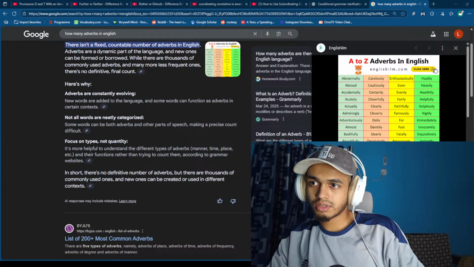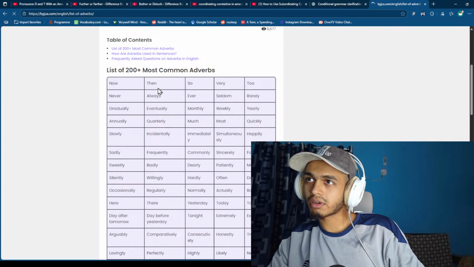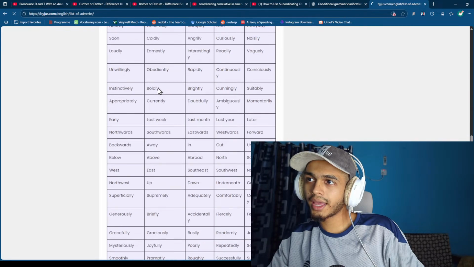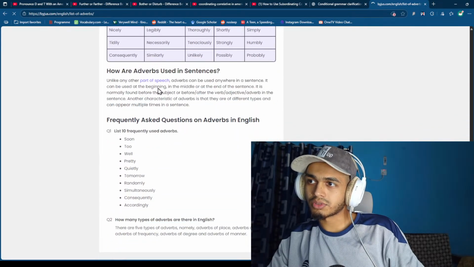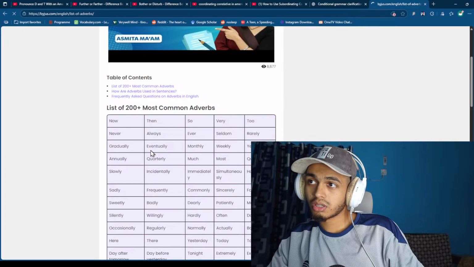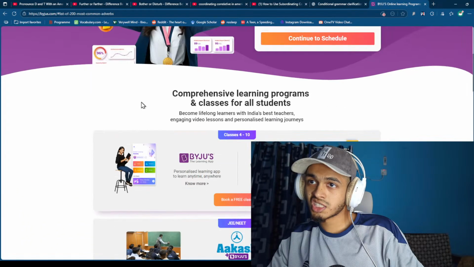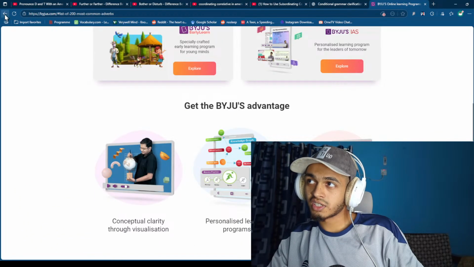These are called adverbs. A list of common adverbs. Whoa, man, 200 adverbs right here. Here's 200 plus common adverbs.